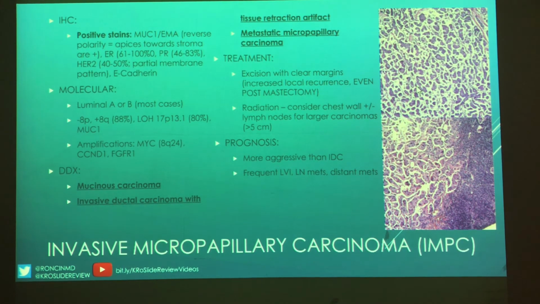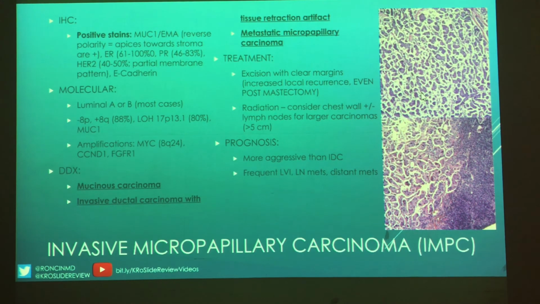The molecular is a little different, right? We start seeing chromosome 8 is in the picture, and we have lots of heterozygosity on chromosome 17. So that brings into mind a few things, like your P53s and stuff like that. And obviously, because we have MUC1 expression by IHC, a lot of them will have MUC1 mutations. You can also see amplifications in MYC quite often, and once in a while your CCND1 or FGFR1 could be amplified as well, but those are a lot less common.